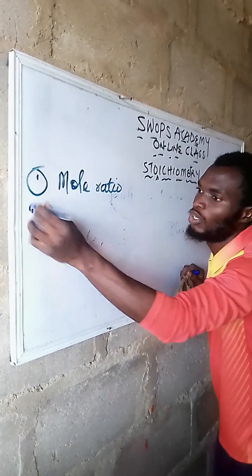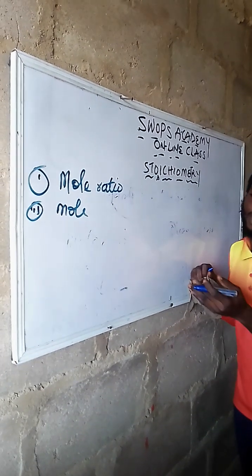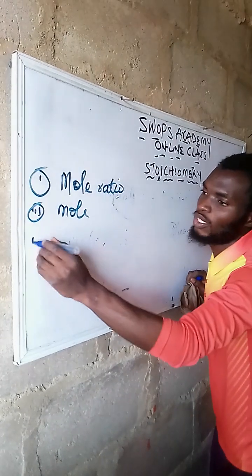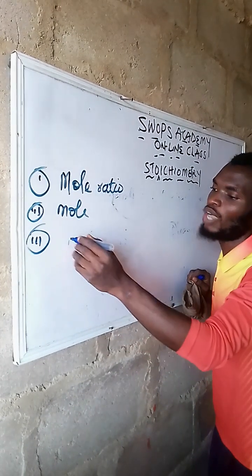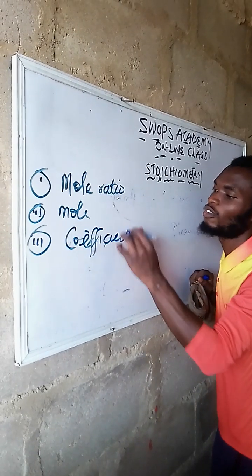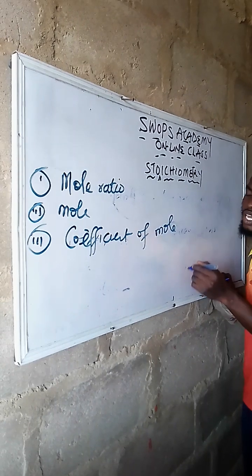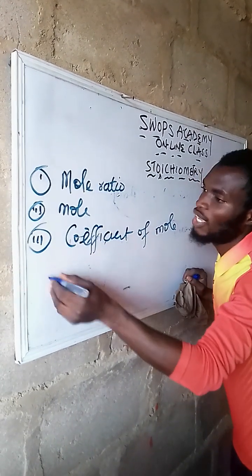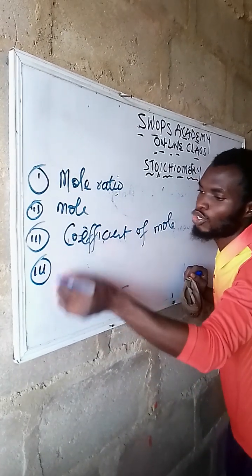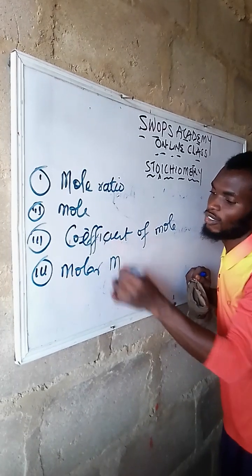We have number 2, what we know as the mole, which is the mole concept. Are we together? We have number 3, the coefficient of mole. I will explain that. And we have number 4, some other parameters like the molar mass. Are we?